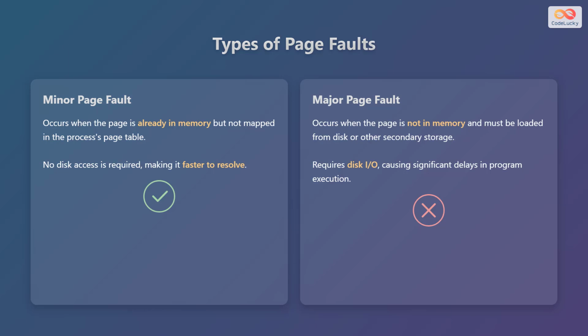Next is major page faults. A major page fault occurs when the page is not available in the memory at all. The operating system has to go to the secondary storage like the hard disk and get it. This is a much slower process.